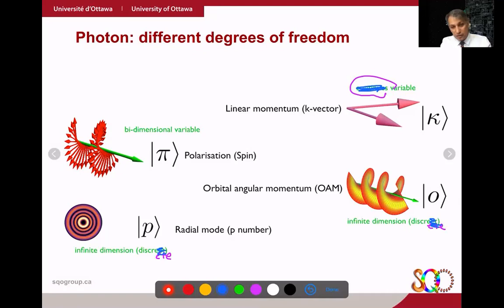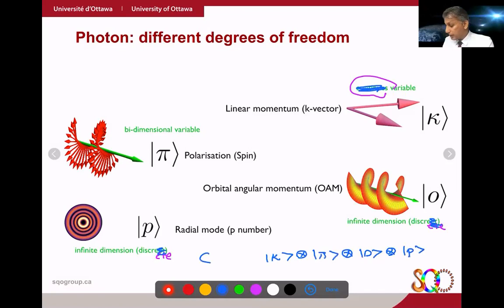It can carry orbital angular momentum, which is a discrete unbounded quantity related to the phase nature. It also has a radial mode, which is associated to how the intensity and phase in the radial direction are distributed. I'm not talking about the quantum optics side, which is the photon statistics and other stuff. At the end, what I'm dealing with is a very complicated system: a K vector, polarization, orbital momentum, and the radial index. You can have a coherent superposition of all of those, or an incoherent superposition. This is the entire photon Hilbert space.